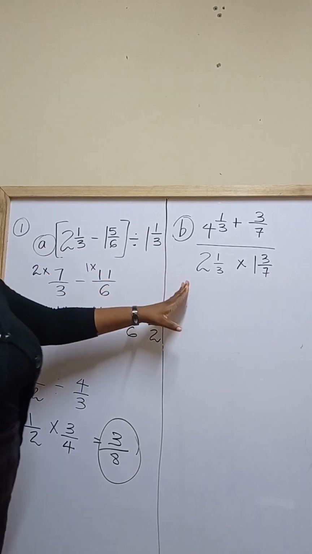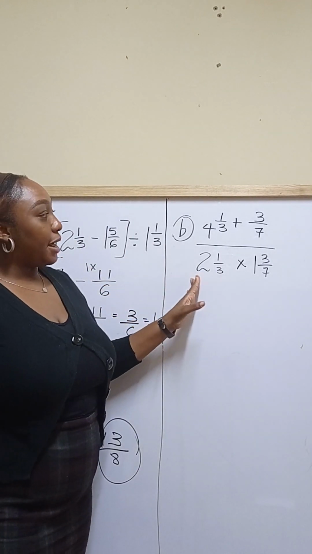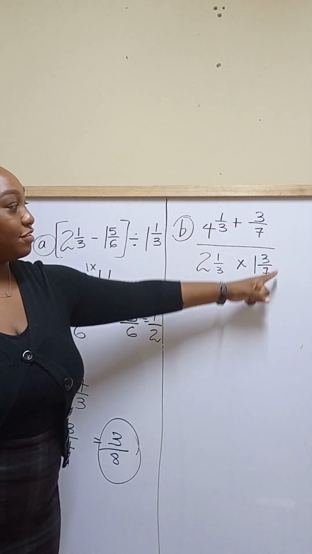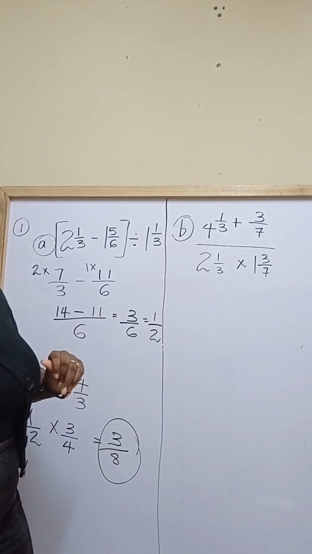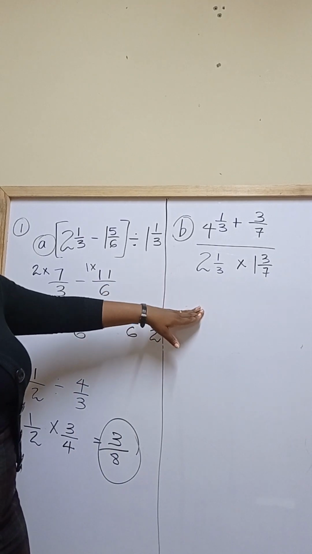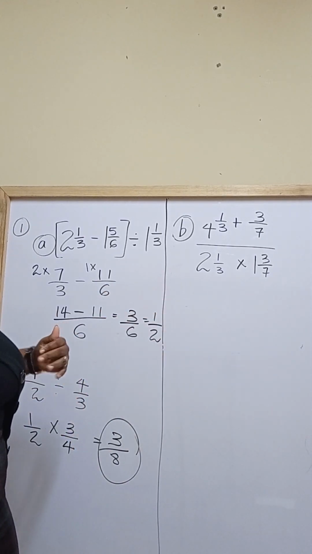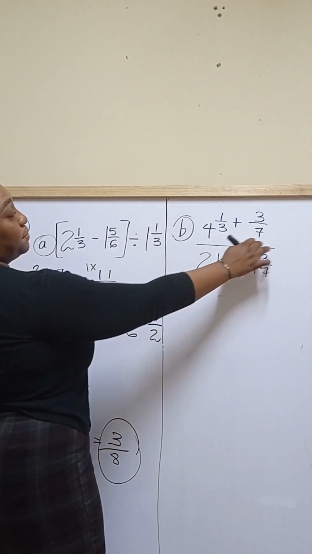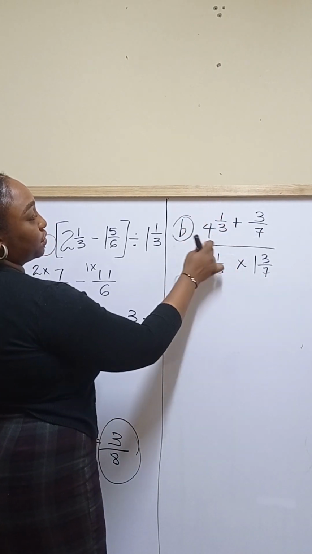Now let's look at part B. Part B, we still have to change all the mixed fractions to improper first. So let's do that first before we do any operation. For this part, we are changing this one.